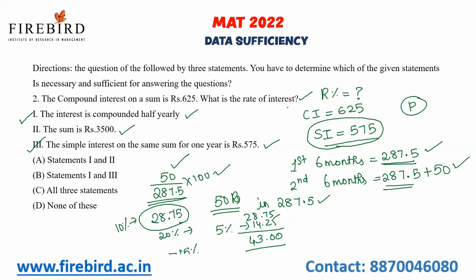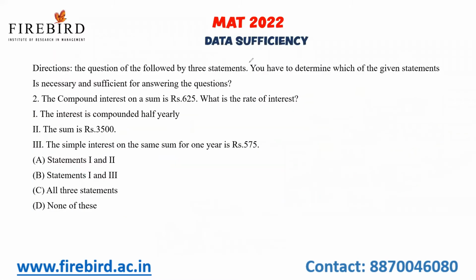What is your rate of interest? Rate of interest will be greater than 15%. You can just get the approximate answer. In a data sufficiency question, you don't want to calculate the accurate answers. Now, let us move on to the next question.